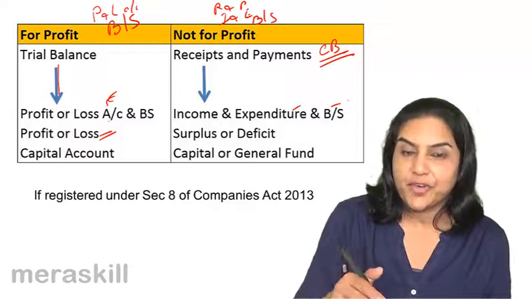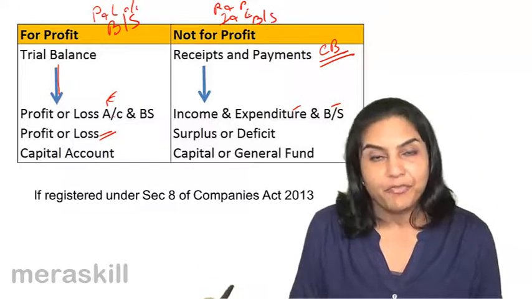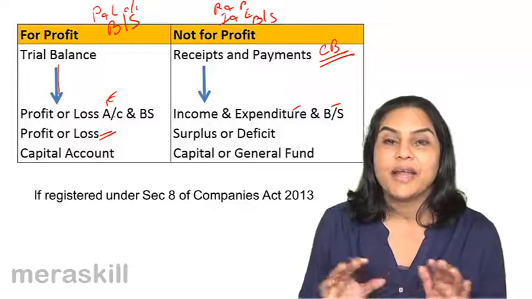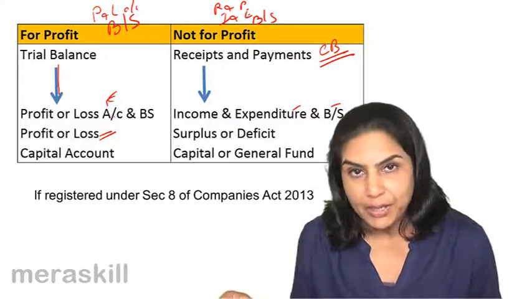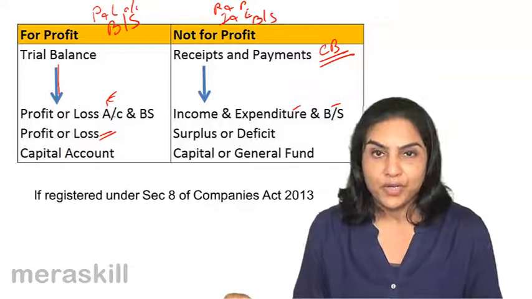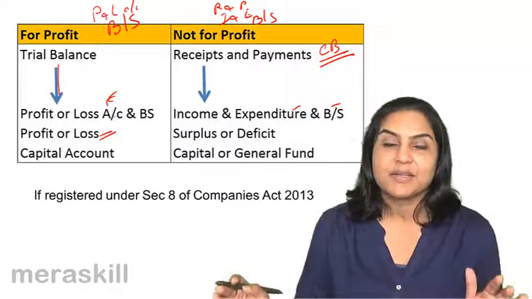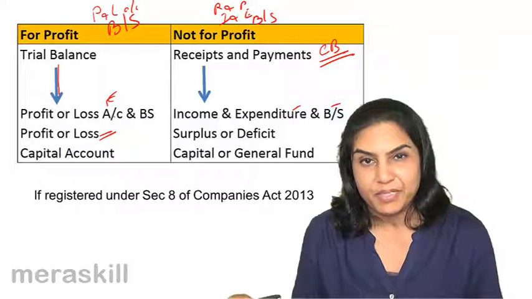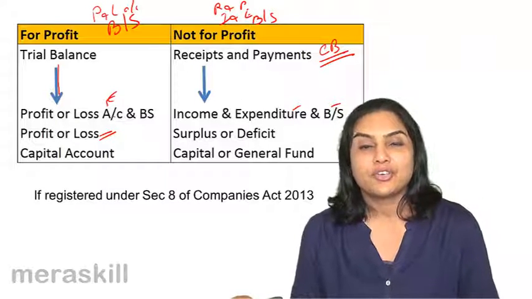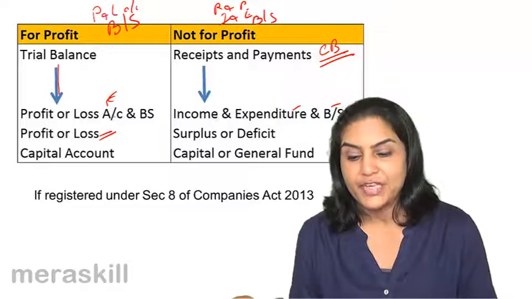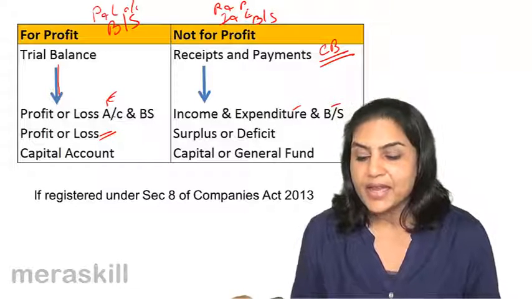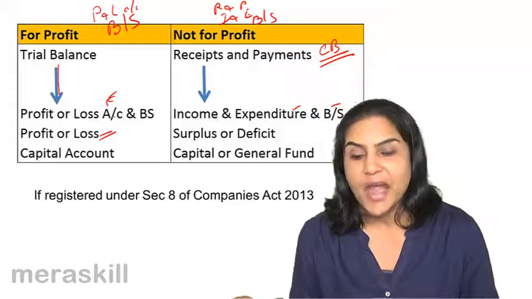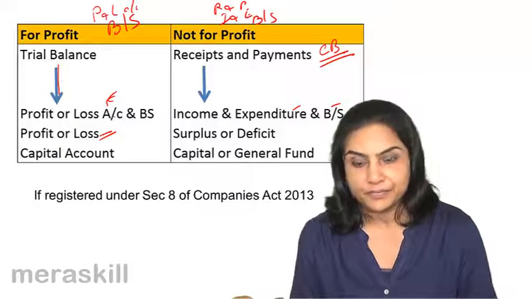Here we did it from the trial balance, but in a not-for-profit organization, a complete double entry system of bookkeeping may not be followed. Instead, we make a receipts and payments account, so we know the summary of all cash payments made and all cash receipts. Based on this, we prepare an income and expenditure account and a balance sheet.